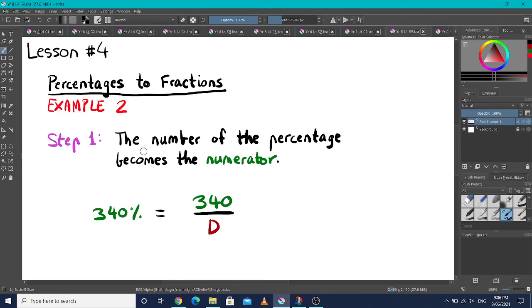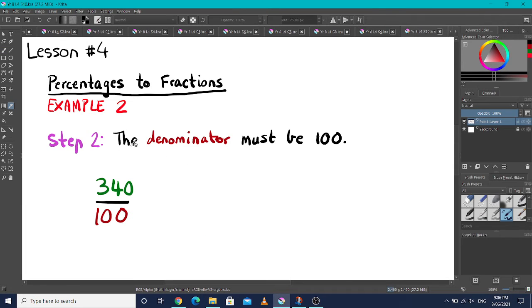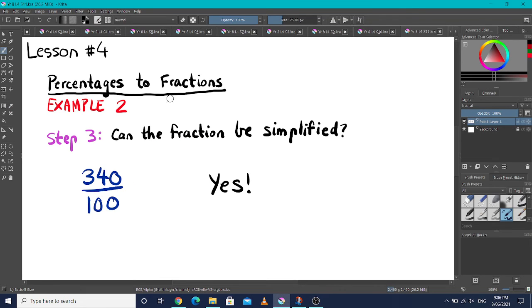So step 1, the number of the percentage becomes the numerator, 340%. So 340 is your numerator. Step 2, the denominator must be 100. So there is your denominator. And this here is an improper fraction. Step 3, can the fraction be simplified?